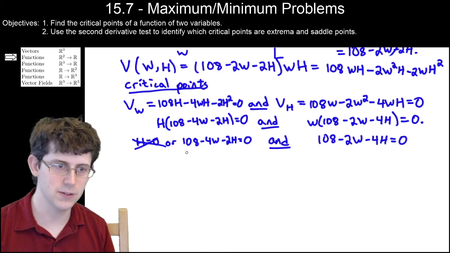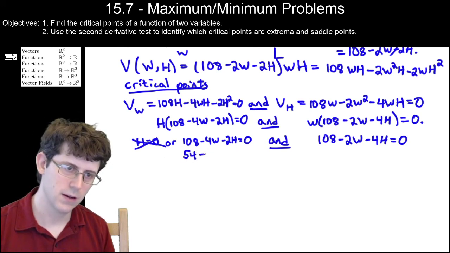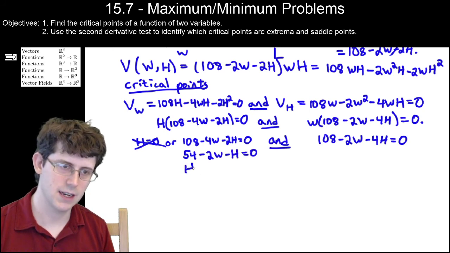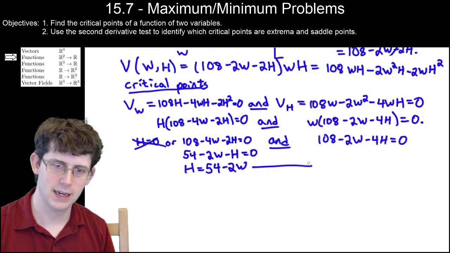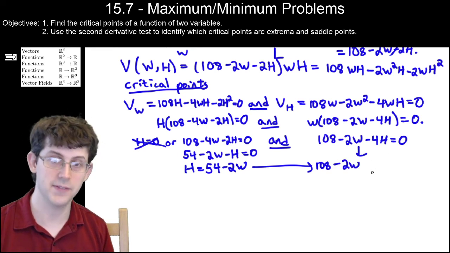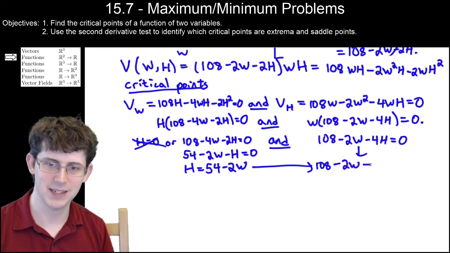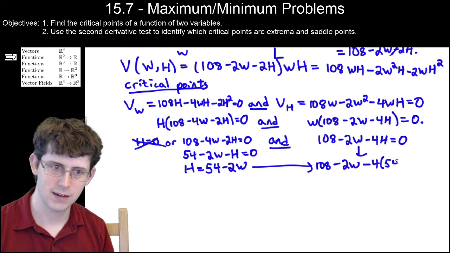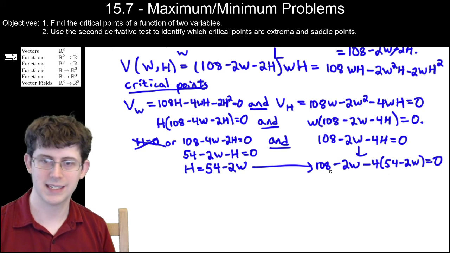So divide through by 2, and solve for h. h is 54 minus 2w. And I can substitute it into my other equation. What I'll end up with is one fewer equation and one fewer variable. This I can just solve for w.